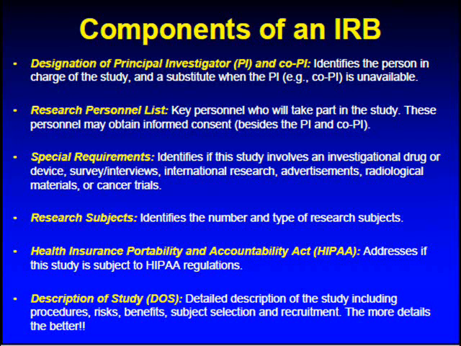Some of the more important areas, however, include the research personnel list. This personnel list shows people who will consent patients, who will interact with patients at many levels for the research project. This includes the PI and the co-PI, and therefore it's important that these people not only are identified but also receive training in human-based research.